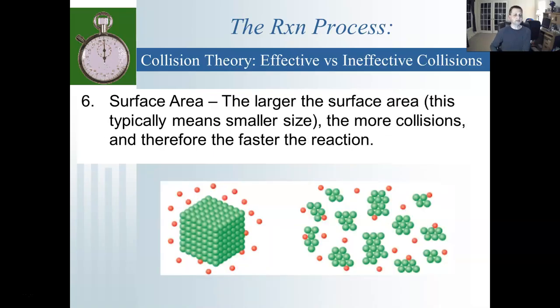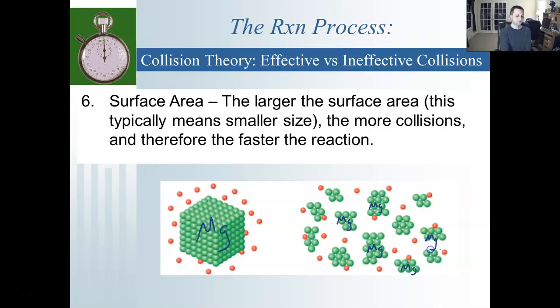This is really fun to demo, and if we're in class, I could do this, but it's surface area. Hopefully I got to this demo in Honors Chem or Chem 1. The larger the surface area, the more collisions, and therefore the faster the reaction. So here is, let's say, a clump of magnesium. And this is magnesium powder, so it's still magnesium, but it's in a much smaller size.